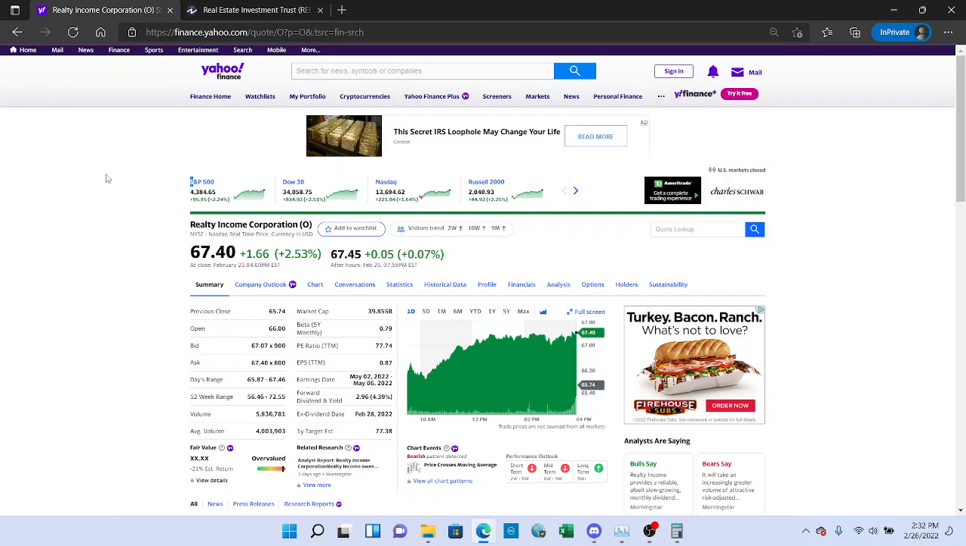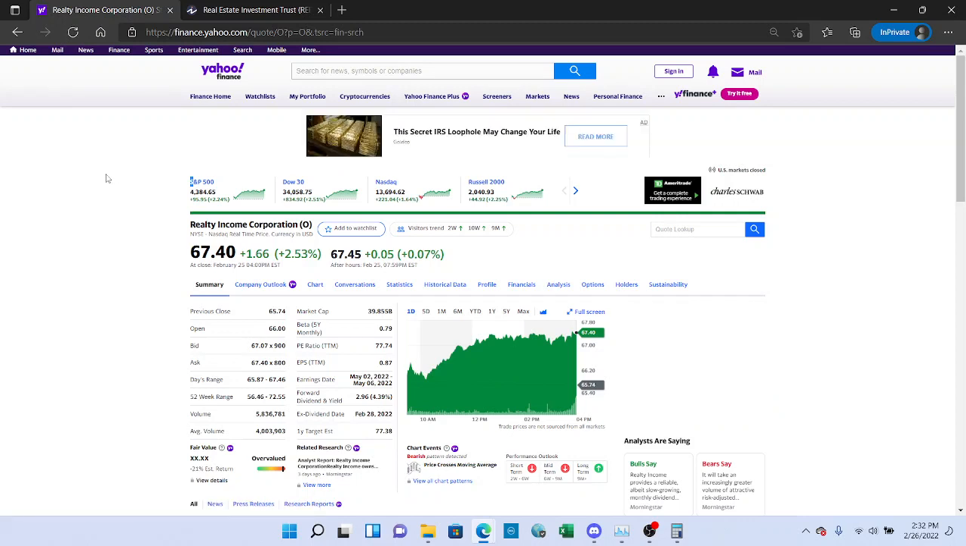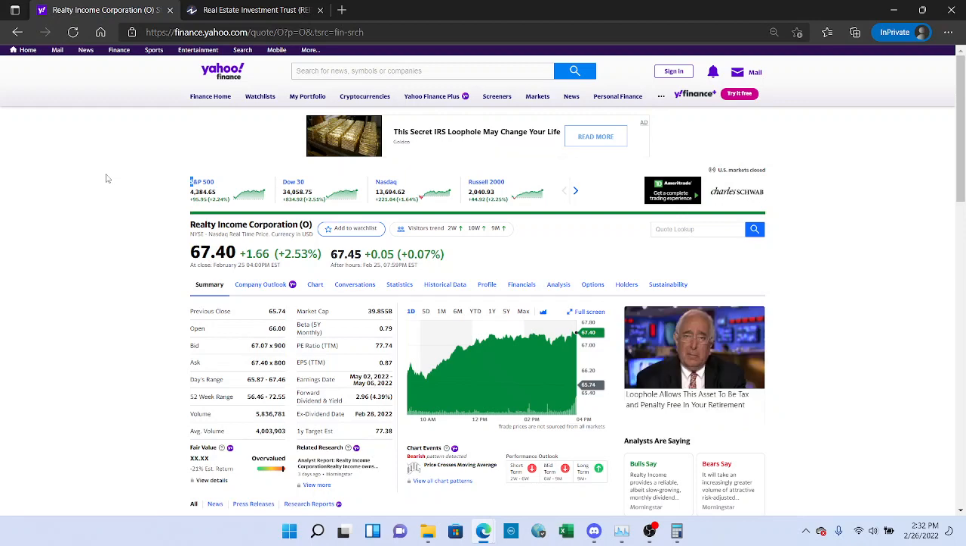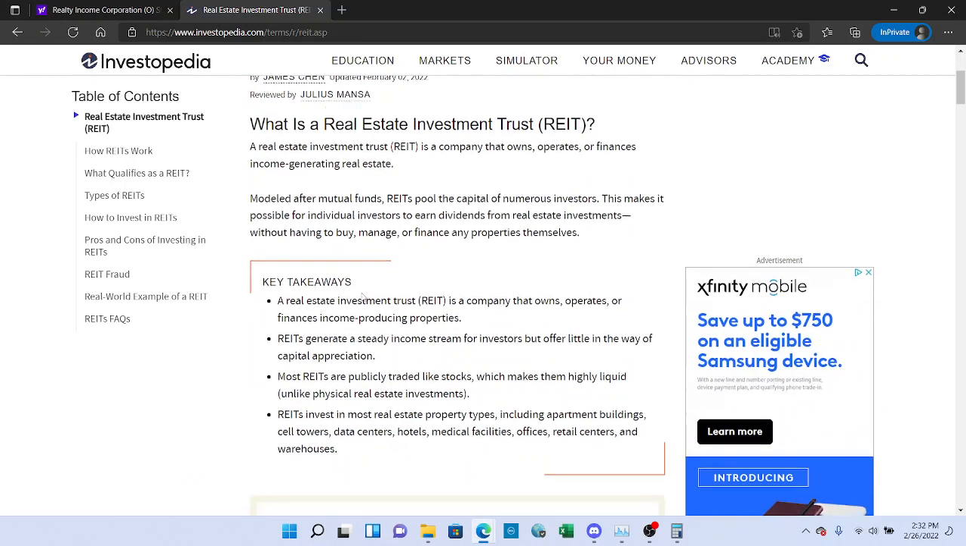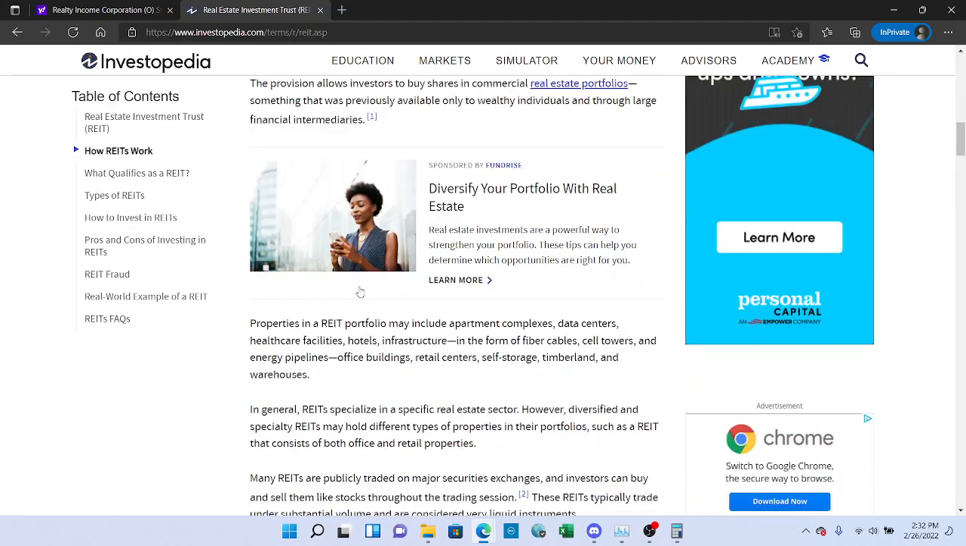Hi, everybody. So today I want to talk about dividend investing and more specifically REITs. So what is a REIT? I'm just going to give you the straight up definition from Investopedia. It is a real estate investment trust, and it's basically a company that owns, operates, or finances income generating real estate.